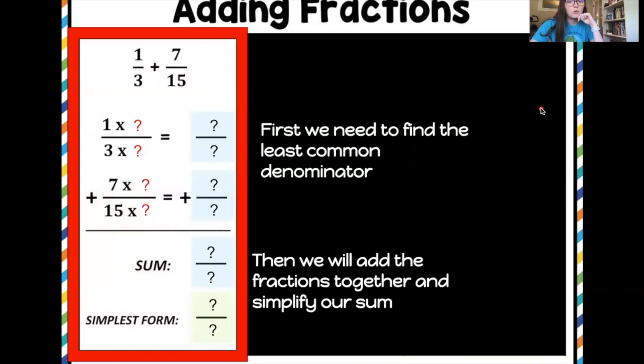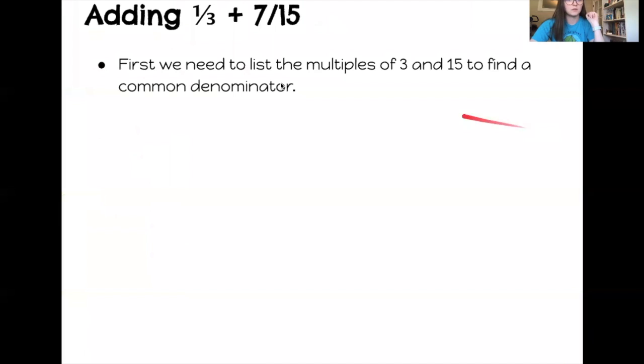So then we will add the fractions together and simplify, which simplifying is what we just finished doing before this slide. All right, come on. So we're going to add 1/3 plus 7/15 together. And first, we need to have common denominators to add. So we're going to list the multiples of 3 and 15 to find a common denominator.